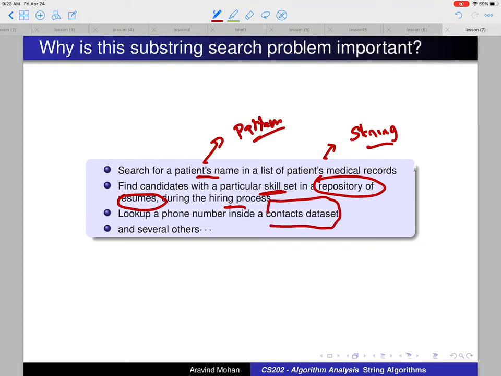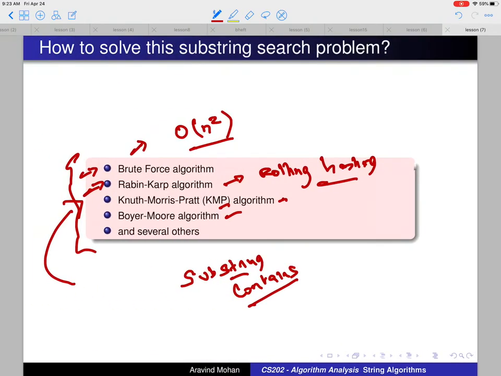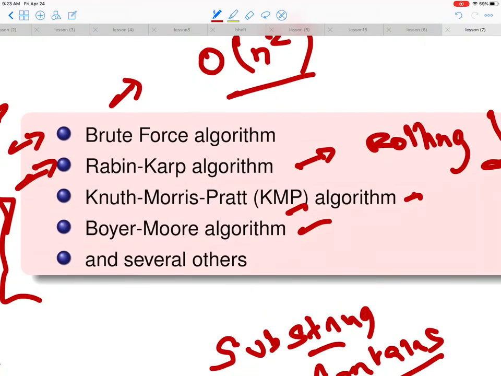And we could also look up a phone number inside a contacts data set. Let's say we have a huge data set for a particular company with all their contacts. We could look up a phone number in that contacts data set using, again, the substring search problem.